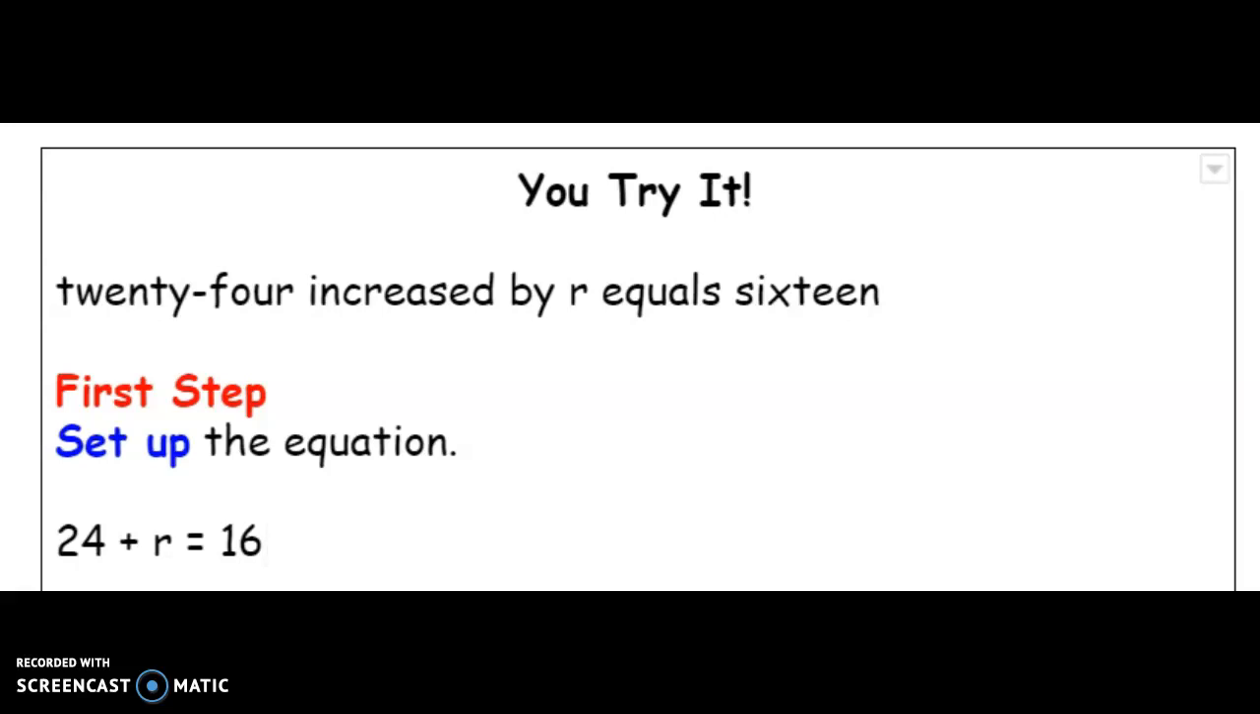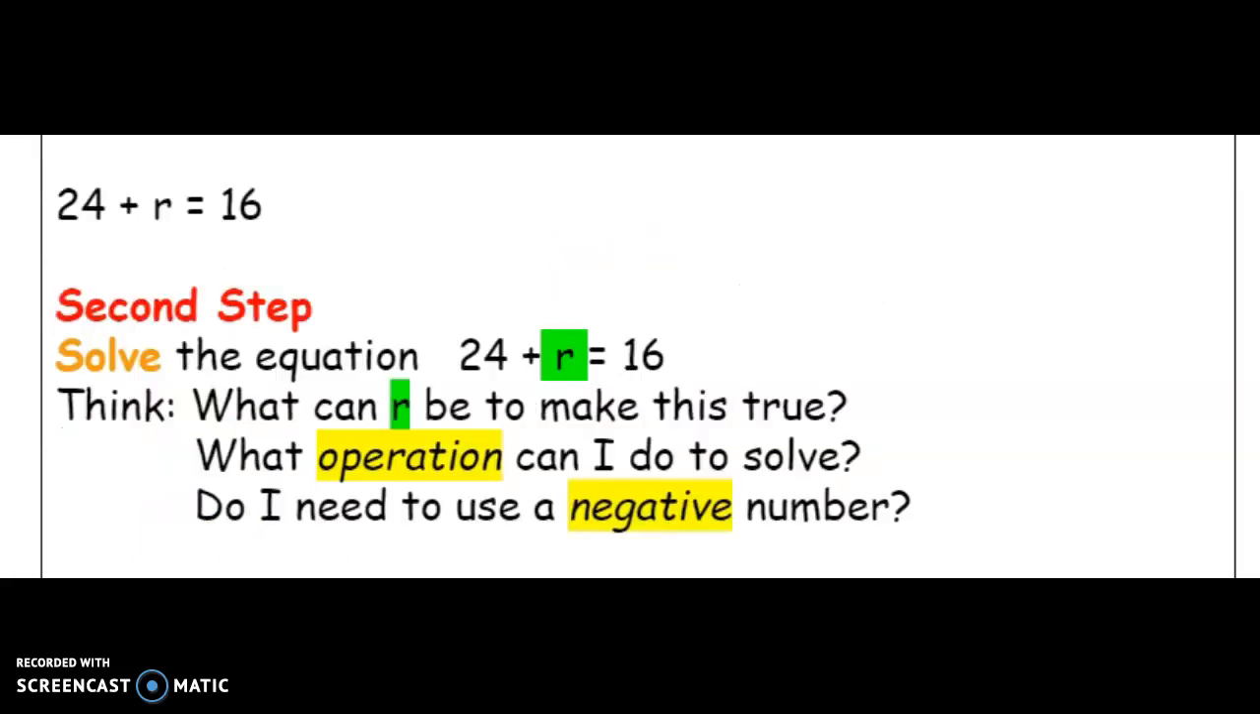Our first part was setting it up. 24 became 24, increased by, note, means that we're adding, and it was increased by r, equaling 16. In the second step, we have to solve the equation. As we look at 24 plus r equals 16, we're thinking, what can r be to make this true? What operation can you do to solve it? Do you need to use a negative number?